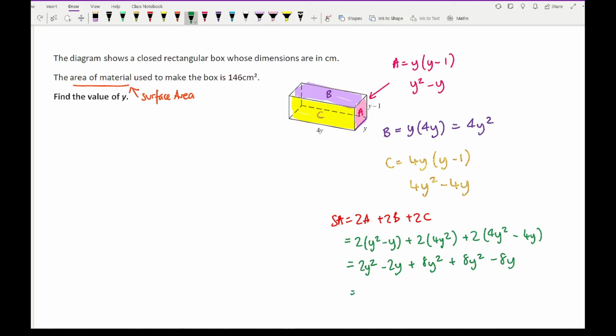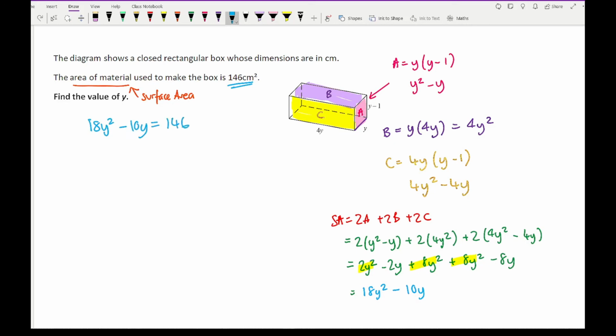So I've got, and let me choose different colours, here I've got 2 plus 8, which is 10, plus another 8, which is 18y squared. And that's going to be minus 10y. Now that's the expression for the surface area. I know that the surface area is equal to 146, so I've got 18y squared minus 10y equals 146.